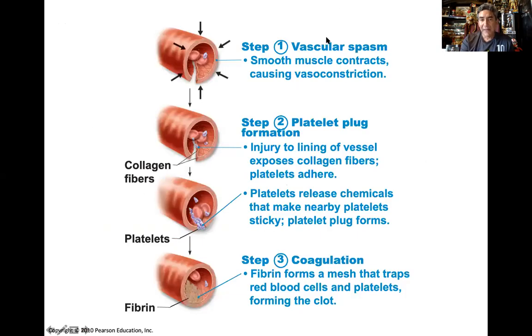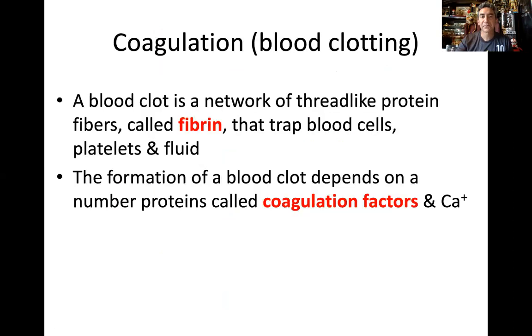So the spasm. Two, we then start to work and form that plug. These are the platelets. So it's a series of reactions that are going to happen. It's a cascade reaction that happens to make our actual clot. And then we're going to end up with this fibrin mesh that coagulates everything here. So this is just an overview. We're going to get into some specifics now.